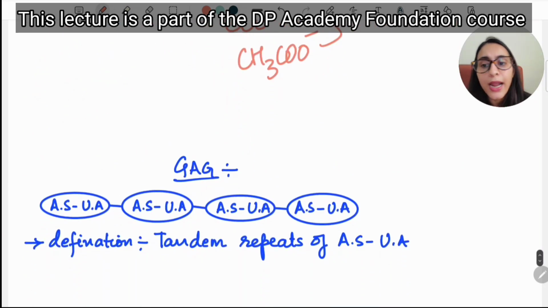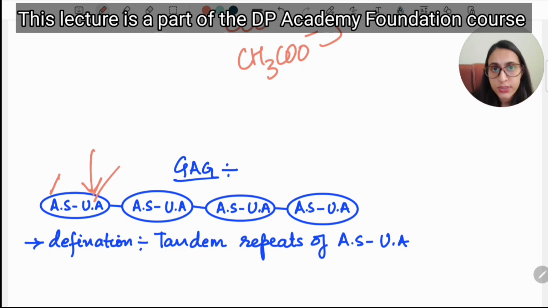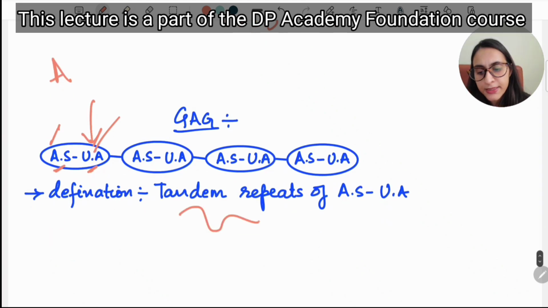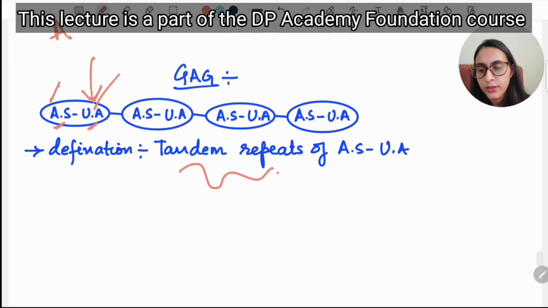So glycosaminoglycans, I already told you, are made up of repeated units of amino sugar and uronic acid. If you oxidize a monosaccharide, it forms the uronic acid. Basically oxidation of a monosaccharide causes acid, and reduction of a monosaccharide causes alcohol. So this is oxidation, not reduction. Basically a glycosaminoglycan is a repeated unit of amino sugar and uronic acid. So it is tandem repeats, that means repeated one after another.